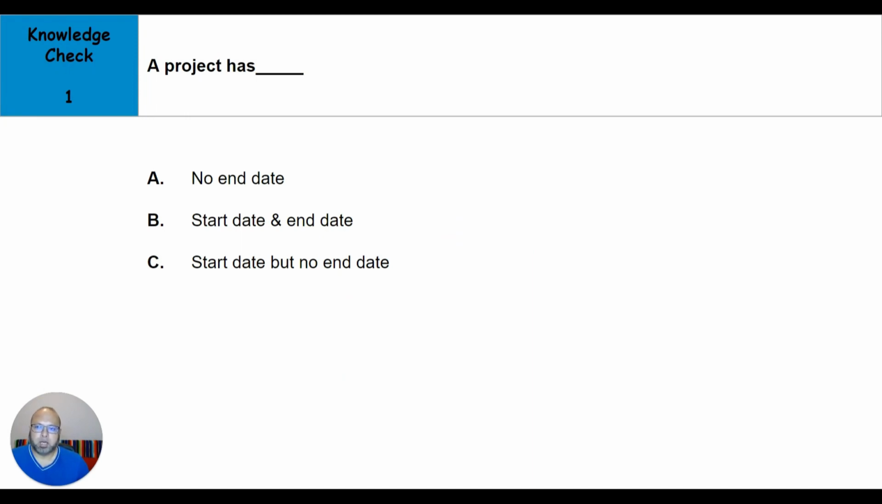So a project has A, no end date, B, start date and end date, or C, start date but no end date. Which one is it? B. It has a start date and an end date. Well done.